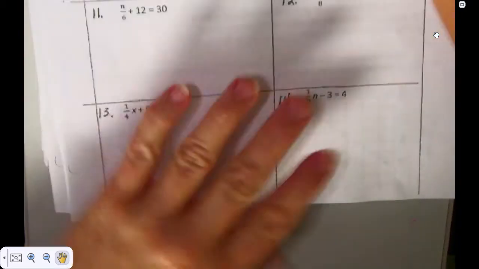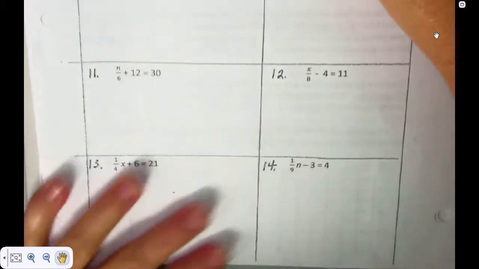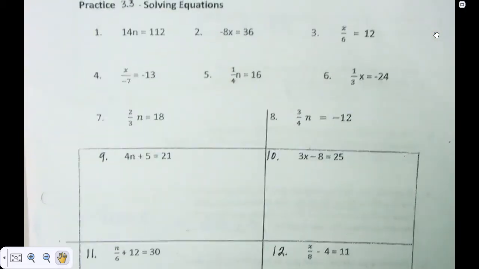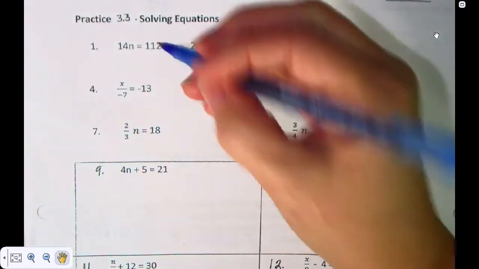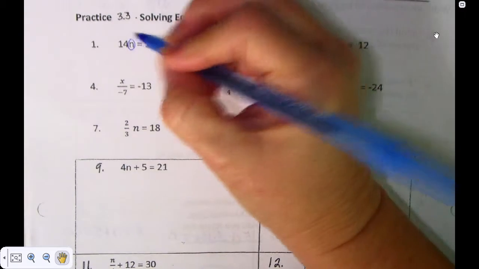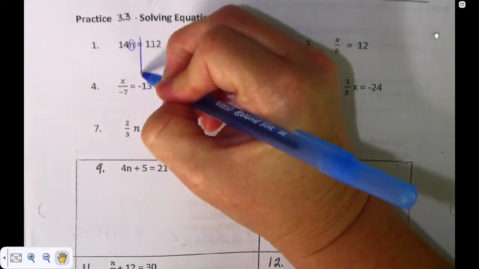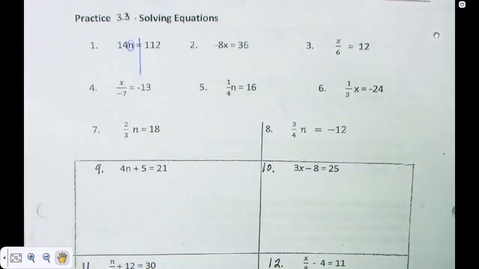All right, turn the page. Get your calculator ready. And number one, we're going to start solving equations. So first thing I want you to do is circle the end. And we're going to draw a river. Circle the end, draw a river.